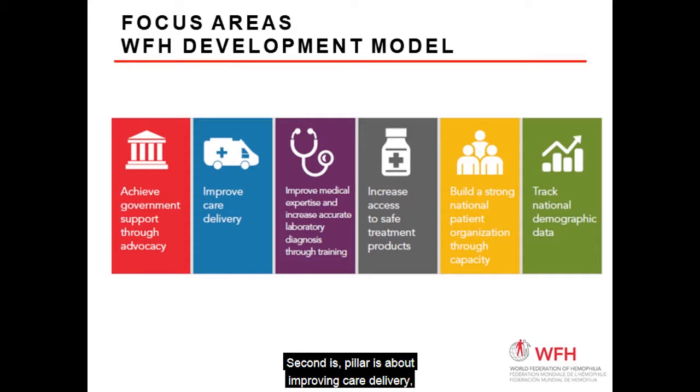Second pillar is about improving care delivery, and this mainly implies the organization of care. And the third one is about improving medical expertise and increasing accurate diagnosis of bleeding disorders. Next is to increase access to safe treatment products, to build a strong national patient organization through capacity building, and to track national demographic data.